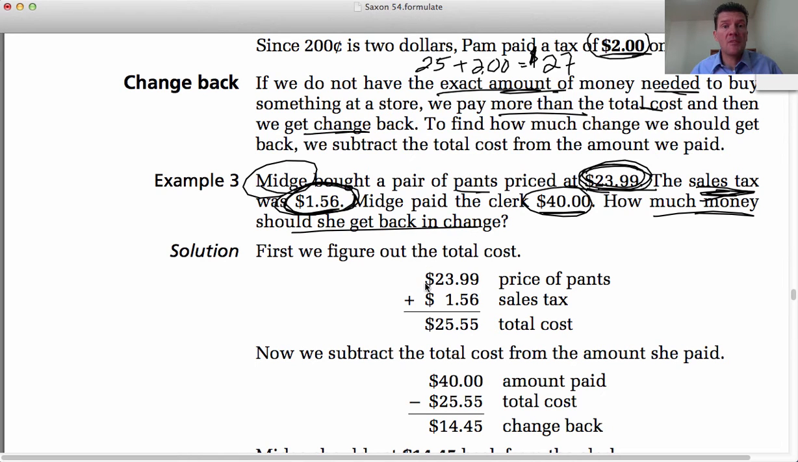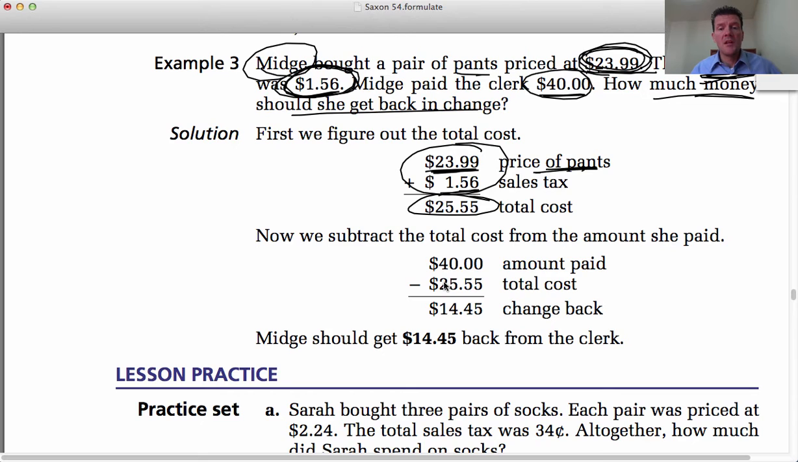Well, let's first of all figure out how much money she owes. $23.99 for the price of the pants, plus the sales tax for a total of $25.55. If you add those two numbers together, you should get $25.55. That's what she owes the clerk. That's what she owes the store.